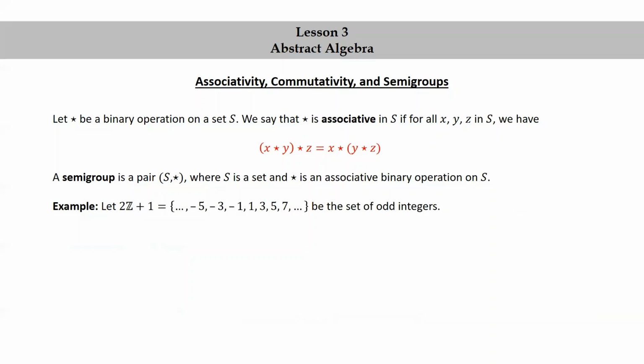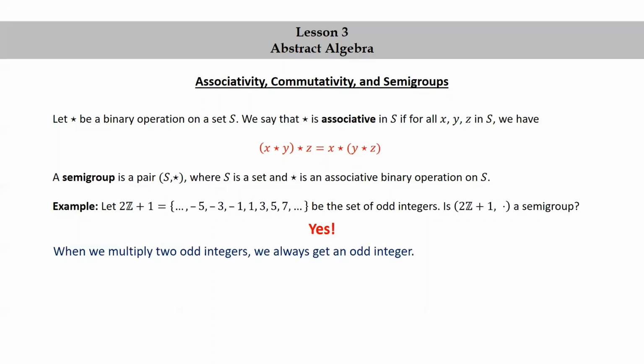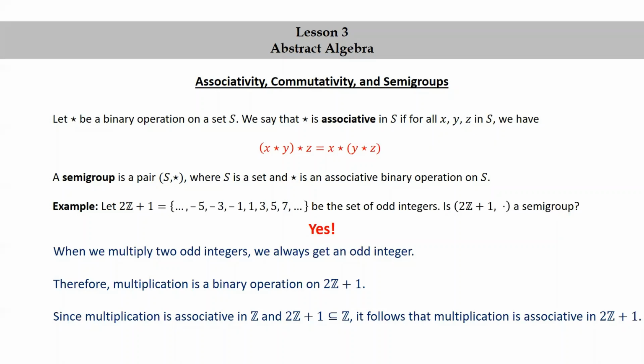As another example, let's look at 2Z plus 1, the set of odd integers. Is 2Z plus 1 together with multiplication a semigroup? The answer is yes. When we multiply two odd integers, we always get an odd integer. Therefore, multiplication is a binary operation on 2Z plus 1. Since multiplication is associative in Z and 2Z plus 1 is a subset of Z, it follows that multiplication is associative in 2Z plus 1. So 2Z plus 1 together with multiplication is a semigroup.